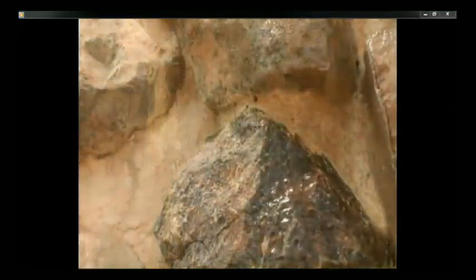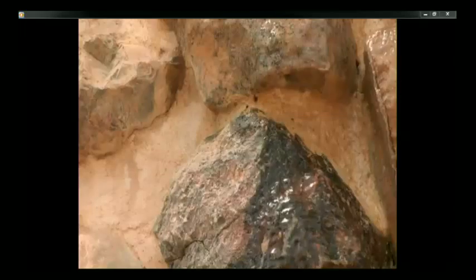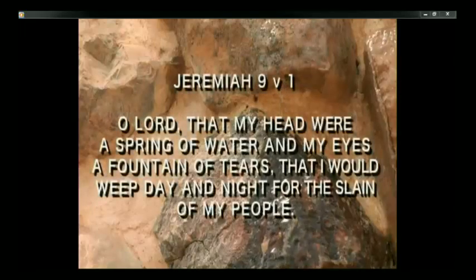The title, The Fountain of Tears, is taken from a verse in the Bible from the book of Jeremiah. The prophet is crying out to God, "O Lord, that my head were a spring of water and my eyes a fountain of tears, that I would weep day and night for the slain of my people."